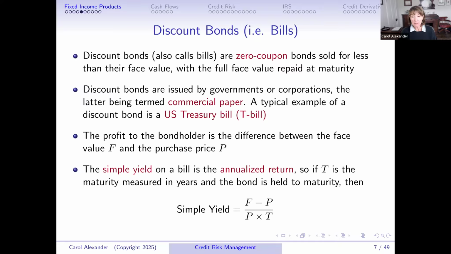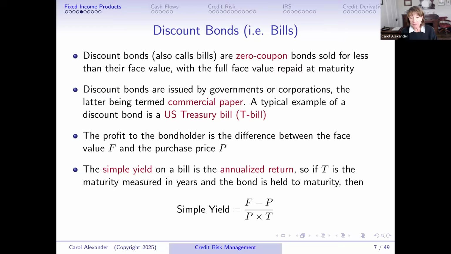A typical example of a discount bond is a US Treasury bill. So you can get T-bills of different maturities up to 1 year. Now, the profit that the bondholder makes is just the difference between the face value, which we're going to call F, and the purchase price, P. And the simple yield is just the return, in other words, (F minus P) over P.